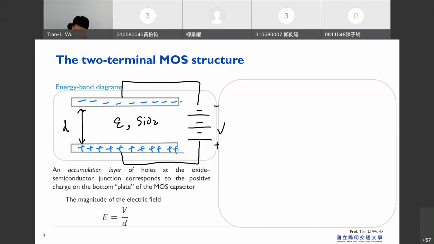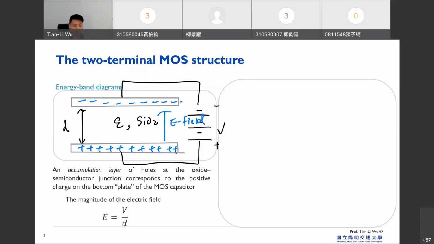So the accumulation layer at the oxide-semiconductor junction corresponds to the positive charge on the bottom plate of the MOS capacitor. Once we apply the positive bias here, for sure you will have positive charge on the bottom plate and also negative charge on the top plate. And this will lead to the electric field in this direction. So this is the E field, this is the E field here. So that's the case.